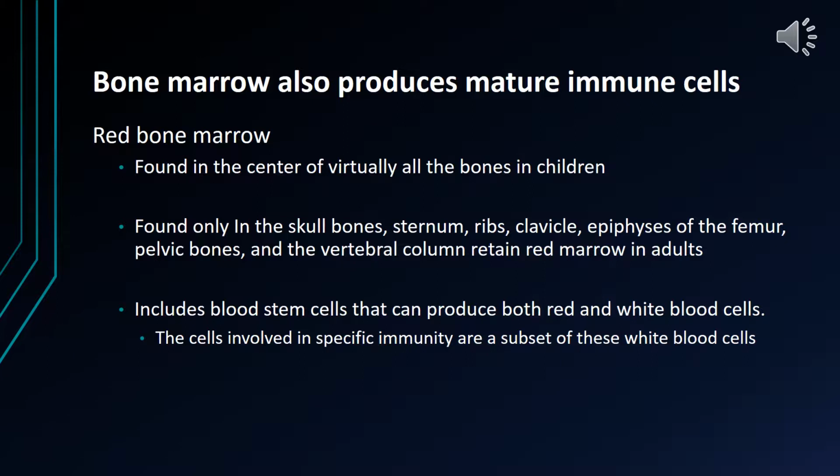And the bone marrow contains blood stem cells, which go on to produce, or divide into, both erythrocytes and leukocytes. And the cells which are involved in specific immunity are a subset of these white blood cells, as are all other immune cells.